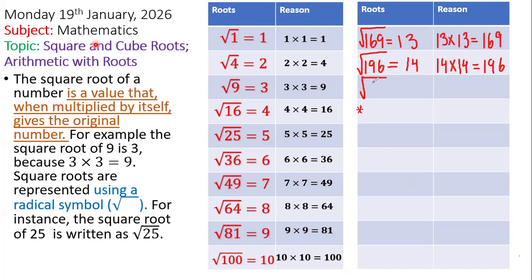So we have the square root of 225. What's the square root of 225? 15. Very good. Why? 15 times 15 is 225. Very good. 15 times 15 is 225.